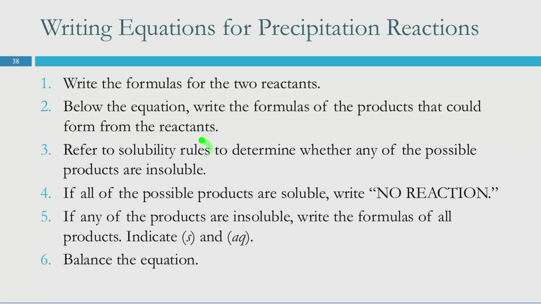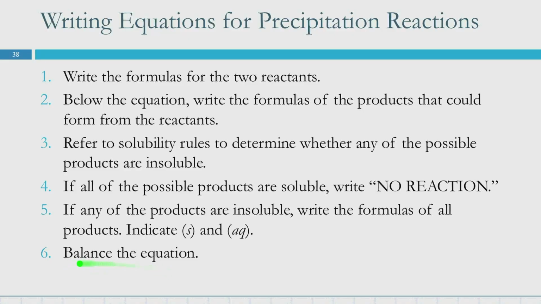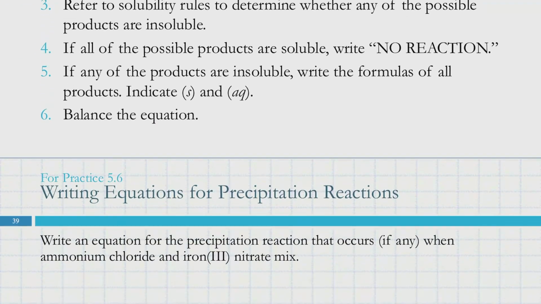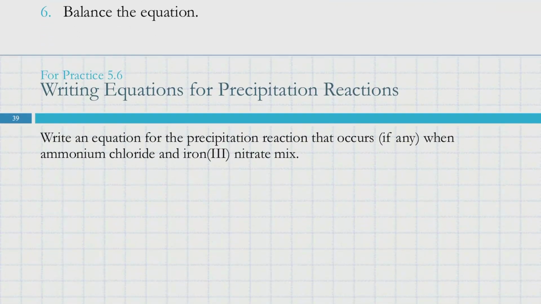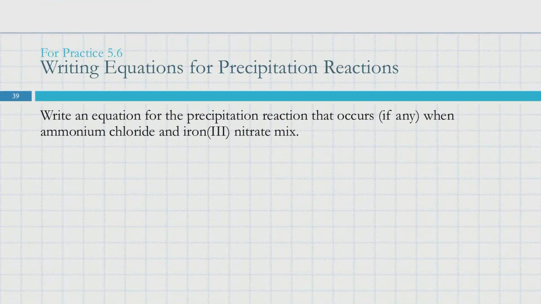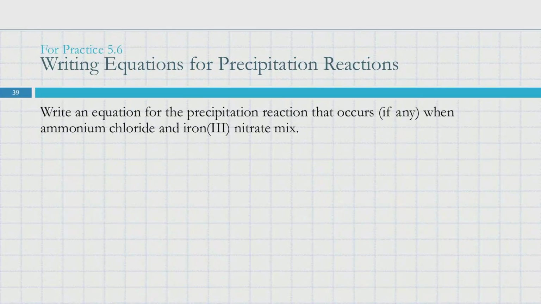Then we would refer to our solubility rules and see if any of them are insoluble. If they're all soluble, we write no reaction. If some of them are insoluble, then we would write an (s) behind that, and (aq) would go behind anything that's soluble. And then our last step is that we would balance the equation. So let's look at what these steps look like in practice. We want to write the precipitation reaction when ammonium chloride and iron(III) nitrate mix.